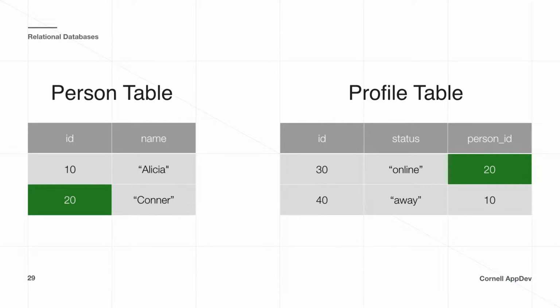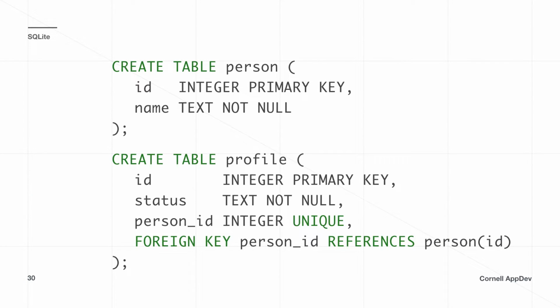Cool. So what does this look like when we actually write SQL to build these tables? If we were to create these two tables, as we know right now, we need to create table person, define the ID, and define the name. And then for the profile table, the big thing to notice is the person ID. We're going to make it an integer just to keep all of our IDs of the same type so it's easier for us. But we're going to say unique.